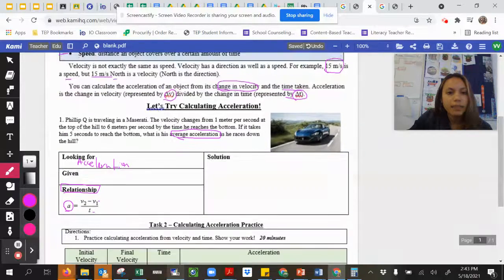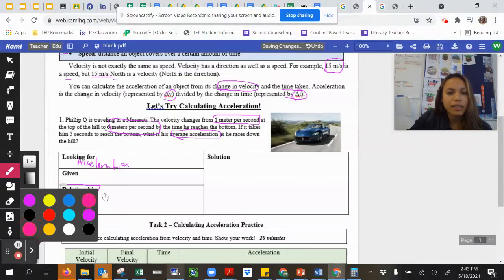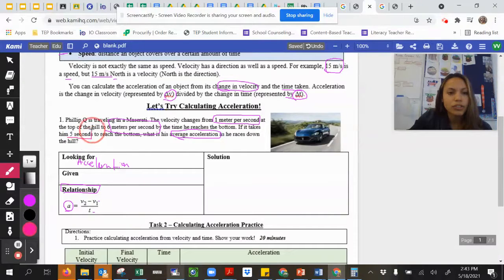Identify and circle velocity and time. So velocity changes from 1 meter per second at the top of the hill to 6 meters per second. And the time it takes him to reach the bottom is 5 seconds. So what are we given? We are given velocity changes from 1 to 6. This is the starting, which is the initial. Tag it VI or starting. I'm going to do a VI because that's in my thing. And then this is the VF, because that's my final velocity. That's what I'm ending with.